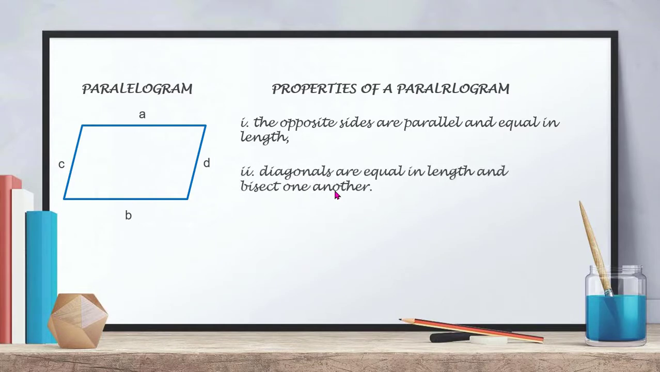Property number 2. The diagonals are also equal in length and bisect one another. These diagonals are equal in length and they bisect one another.